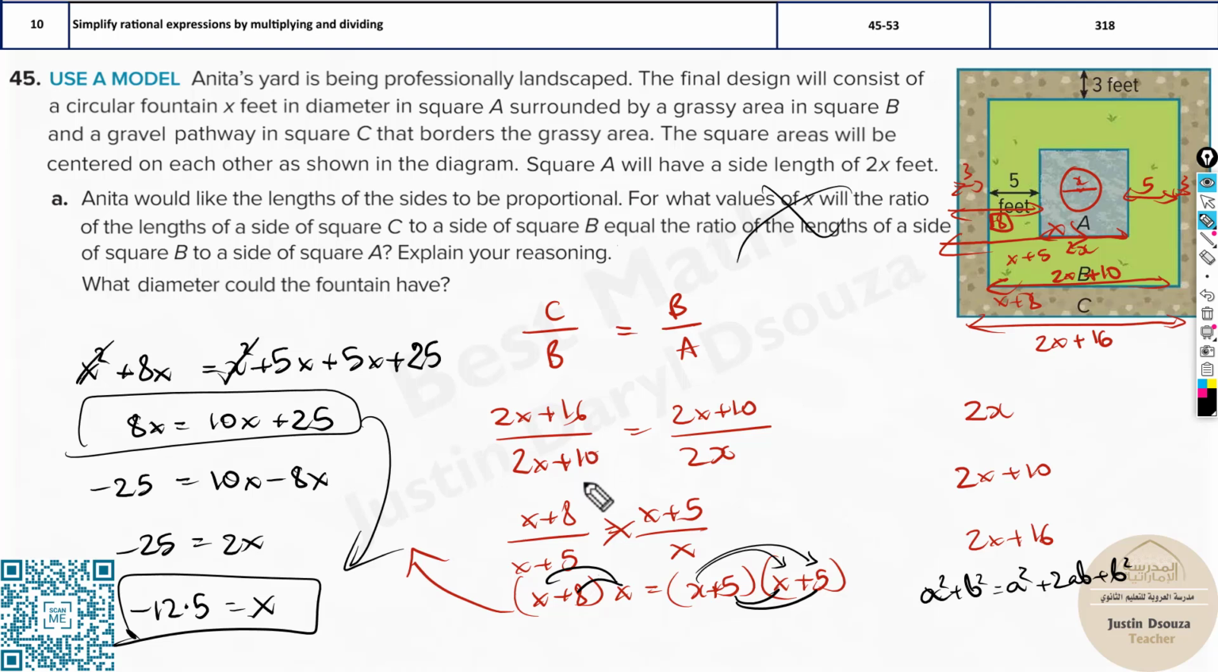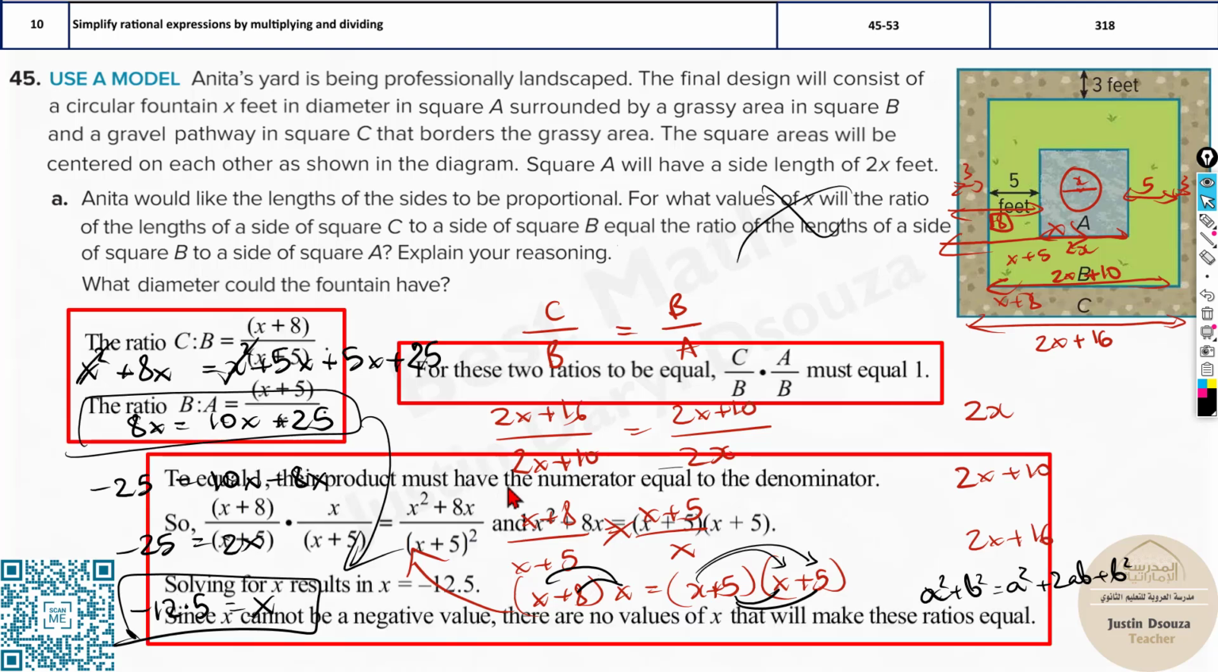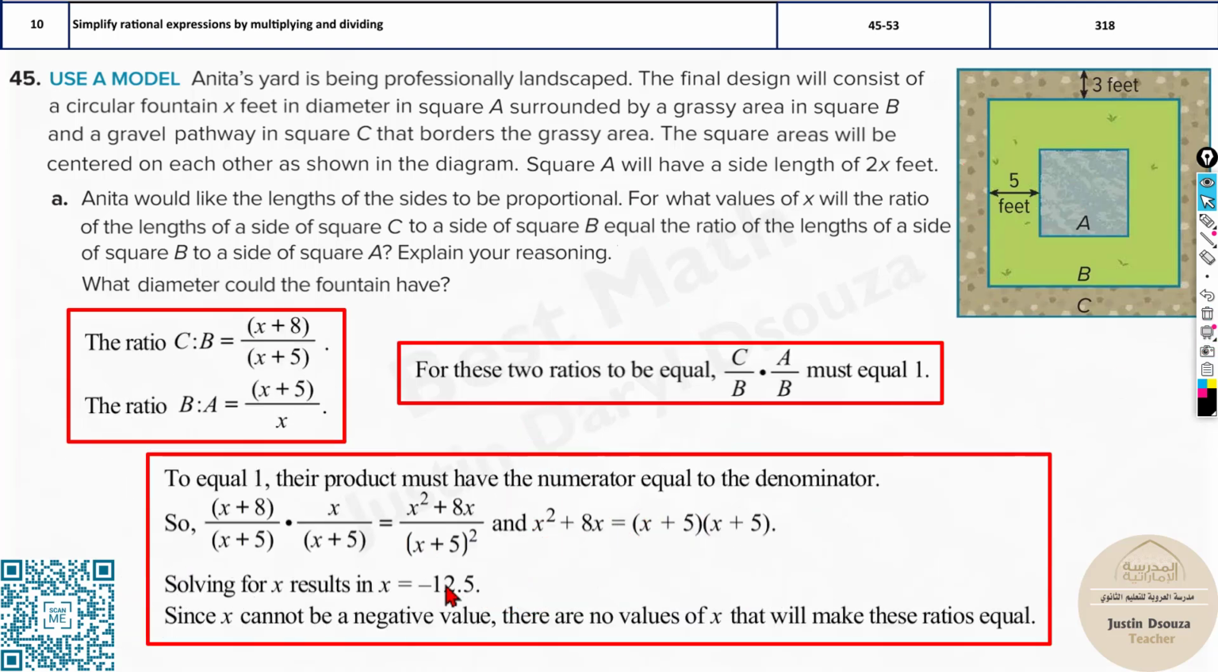There is another way, trial and error. You will have many options. You can just put them inside the calculator and try to solve it. You can do a check, that's also possible. Just put this over here and check it out. But this is just basic understanding and basic solving of the problem. Over here, the answer would be x is 12.5, but x cannot be a negative value. So there are no values of x that can make these ratios equal. So this ratio is practically not possible.